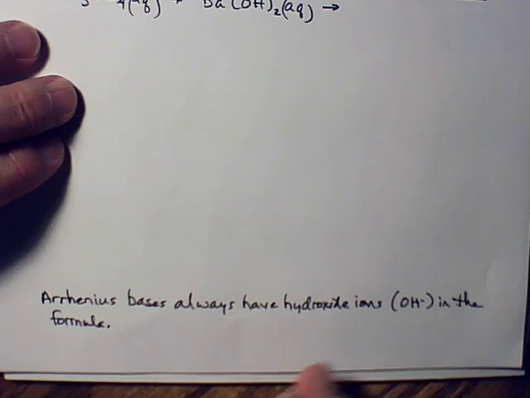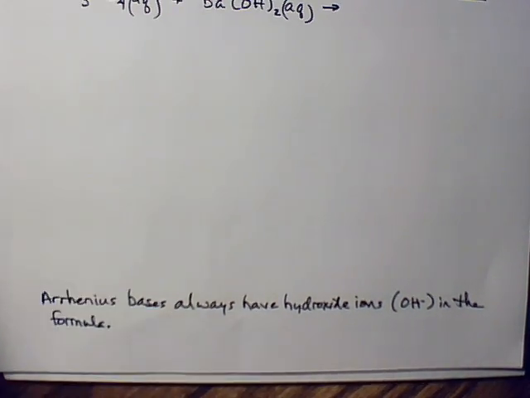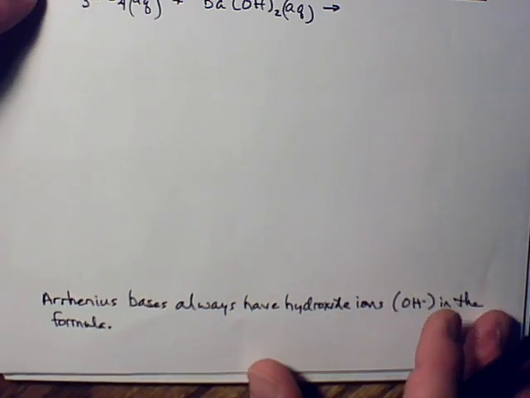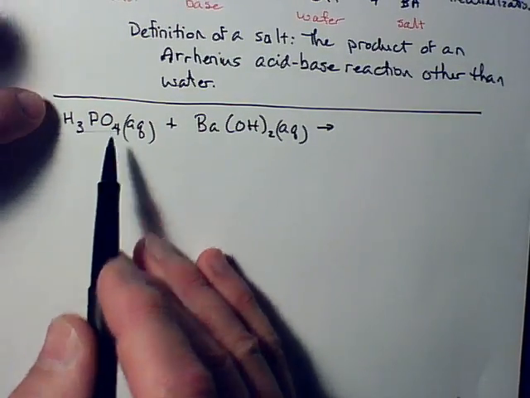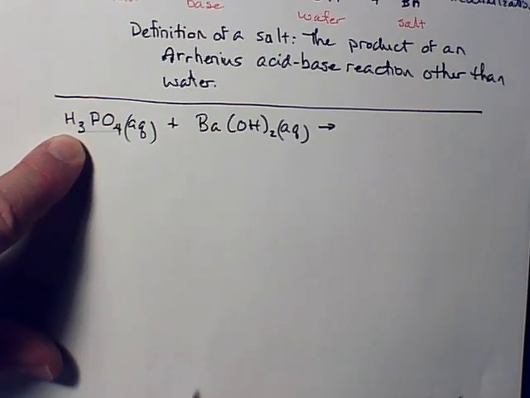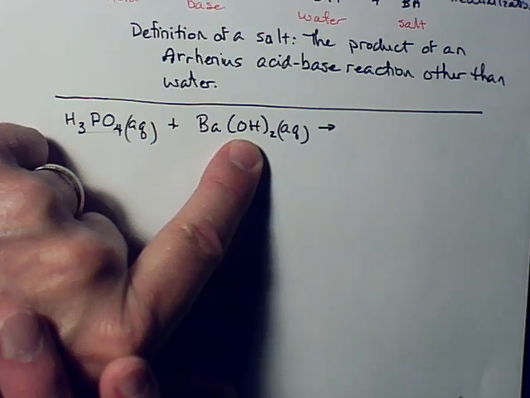So if the name of the compound is hydroxide, something hydroxide, that's an Arrhenius base. If it's some compound that has OH in it, usually on the back, that's an Arrhenius base. Okay? Alright, so we have an Arrhenius acid, with hydrogen on the front, and an Arrhenius base, with hydroxide on the back.